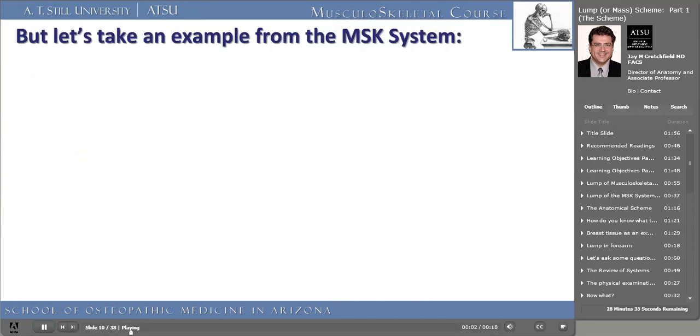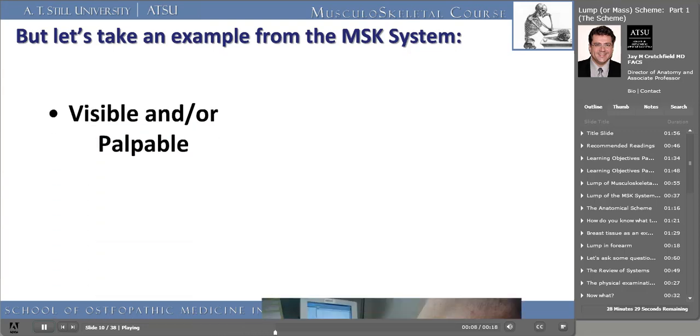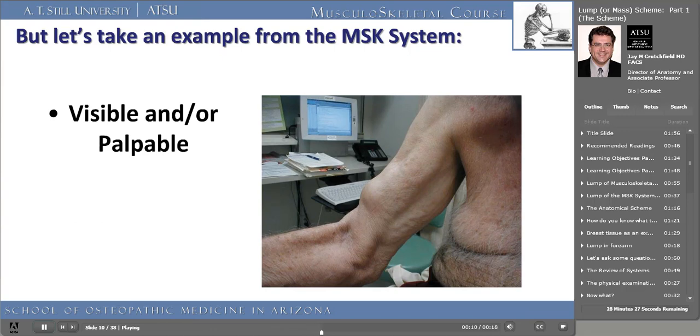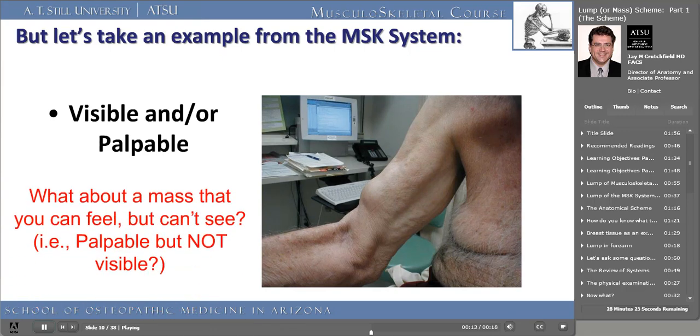Let's begin with a relatively simple example. Our patient presents with a visible and palpable mass over the anterior lateral aspect of his right arm. We have time to perform first a complete history and physical exam. Let's see where that takes us.